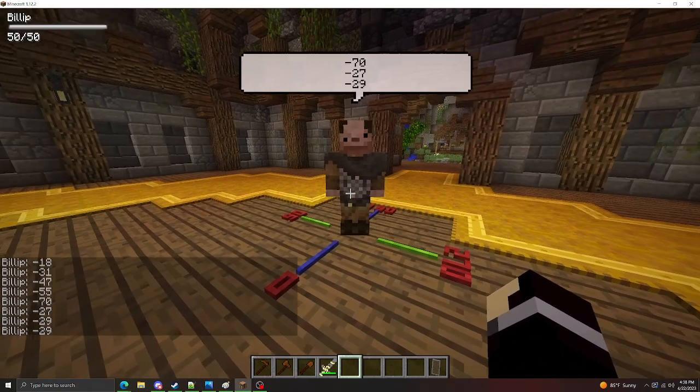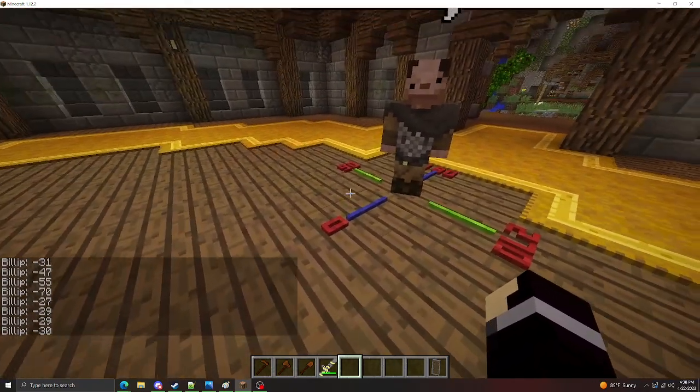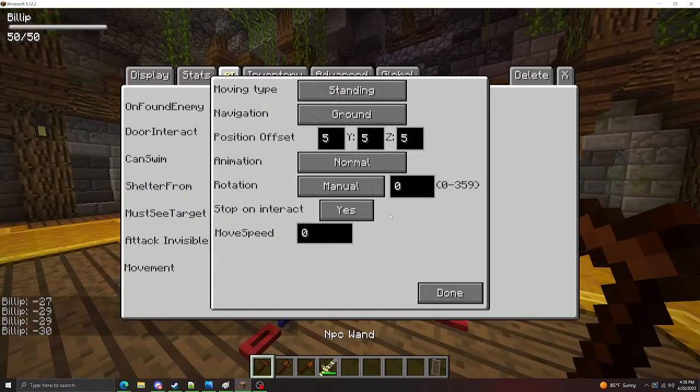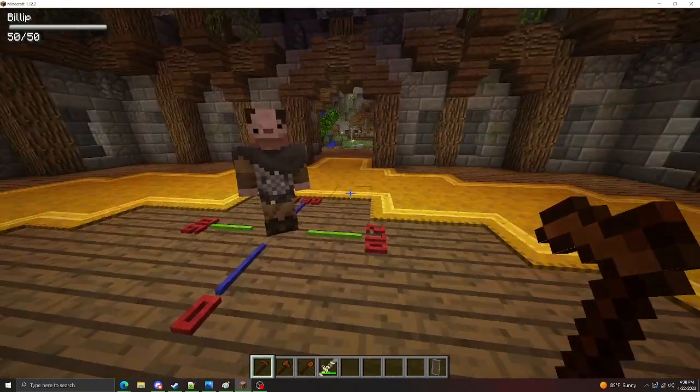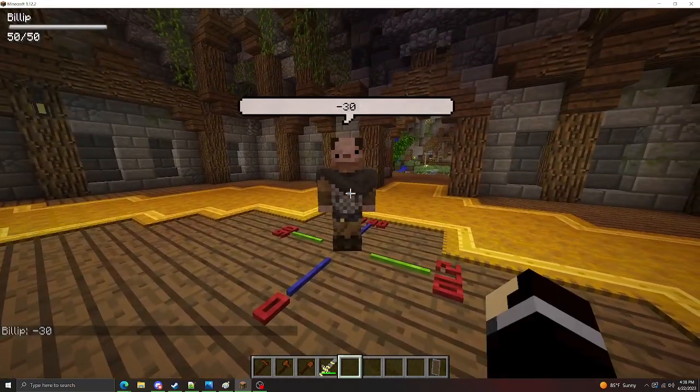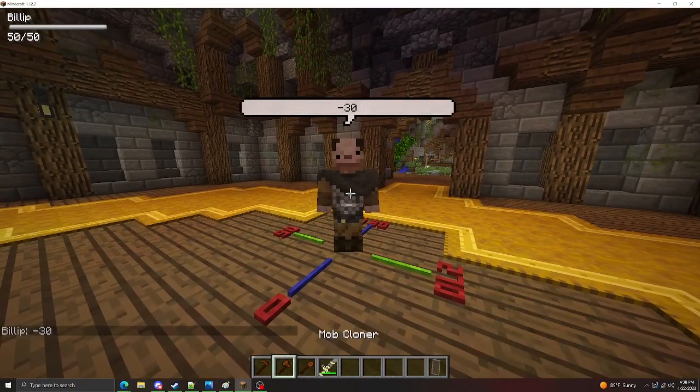But these are small negative angles, right? So this negative 30 that I'm at now is the same as if I were to go to the NPC rotation here and set him to 330, because 330 plus 30 is 360. So he's facing the same direction. Small negative angles are the same as large positive angles.